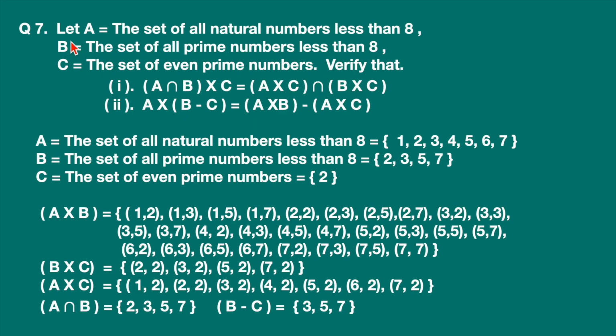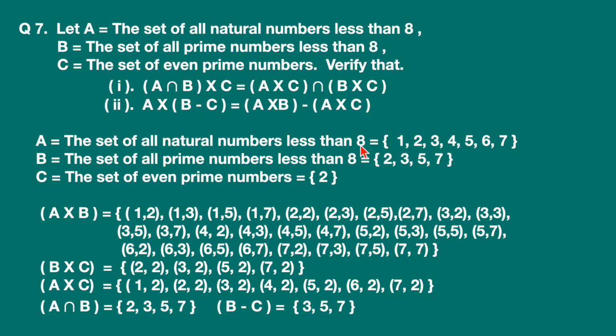Okay, seventh sum. Let A be the set of all natural numbers less than 8. B is the set of all prime numbers less than 8. C is the set of even prime numbers. Verify. These two we have to verify. So here they have given the descriptive form of set A. We have to write it down in the roster form. So here it is. Natural numbers less than 8 is 1, 2, 3, 4, 5, 6, 7.